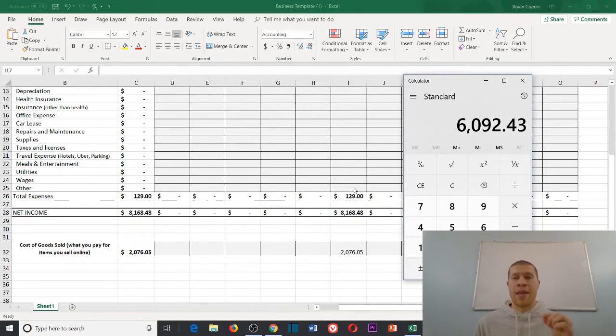We have to account for this tax-wise. Now, I usually set up a business bank account.